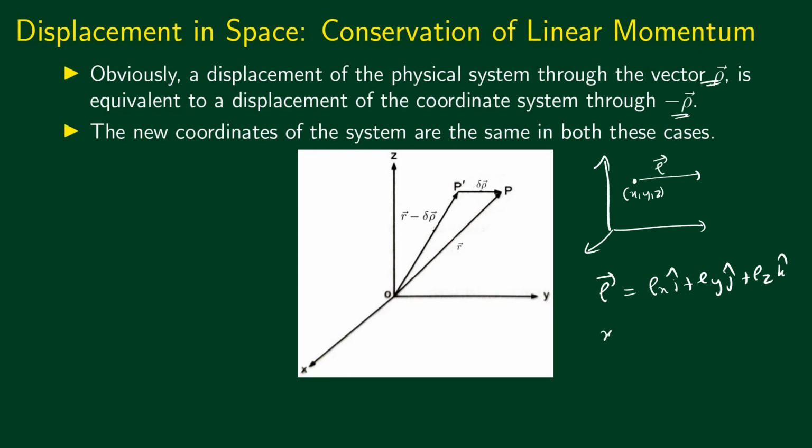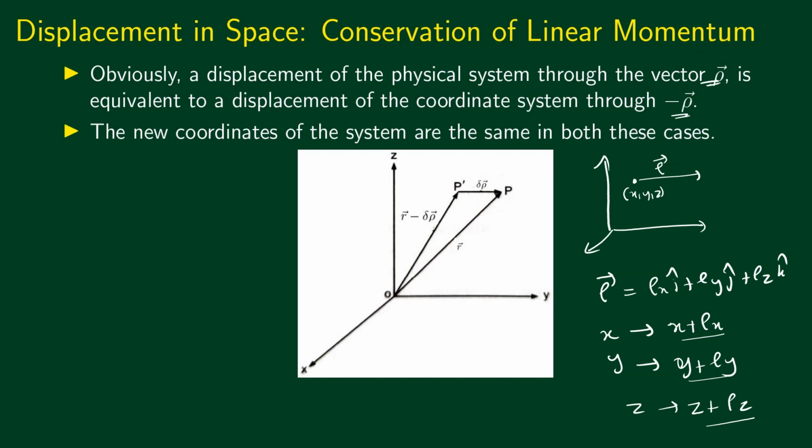So what are the new coordinates? The x coordinate of the system has now shifted to x plus rho_x, the y coordinate has changed to y plus rho_y, and the z coordinate has changed to z plus rho_z. These x, y, and z are the coordinates before the translation, and x plus rho_x, y plus rho_y, and z plus rho_z are the coordinates after the translation. This is the active viewpoint.